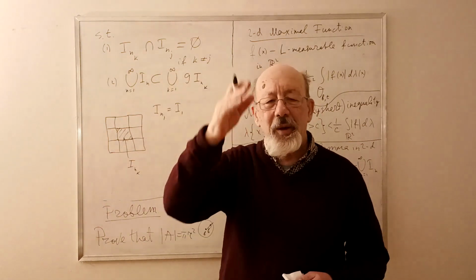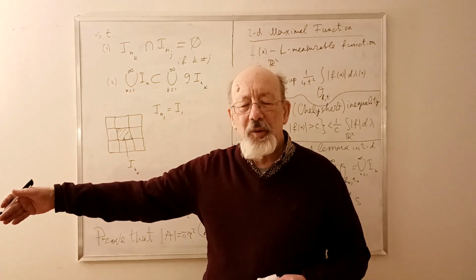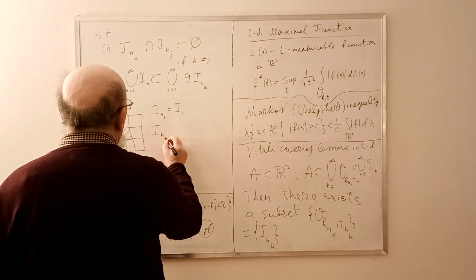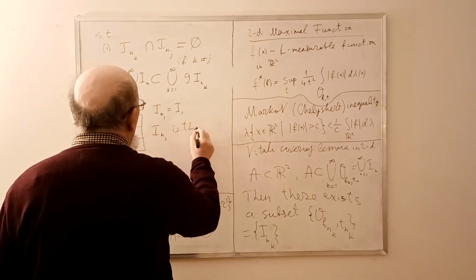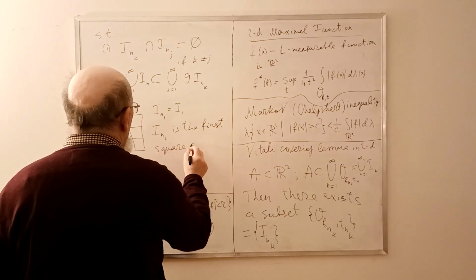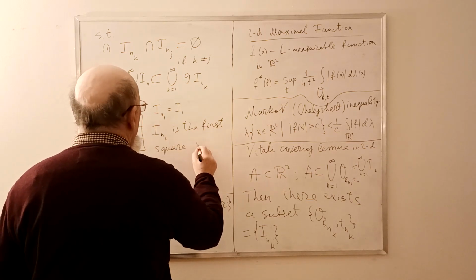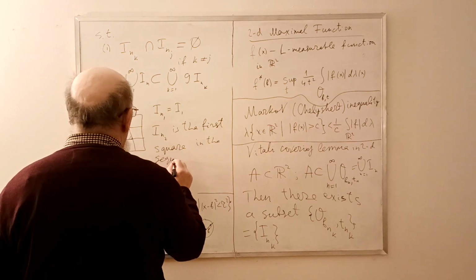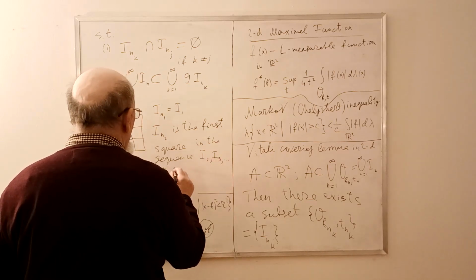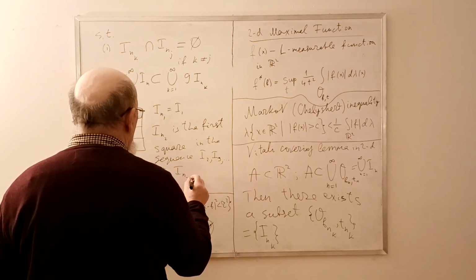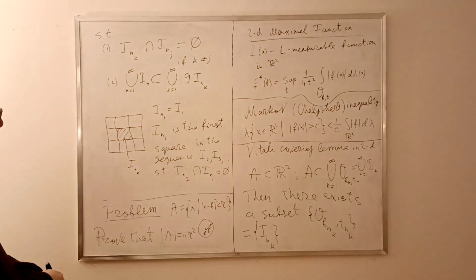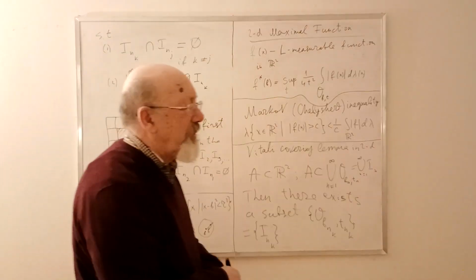So let's assume that from the beginning we arranged these squares in decreasing order of their sizes, and In2 is the first square in the sequence I2, I3, and so on, such that In2 has no intersection with In1. Now, if you cannot find it, then we are done.